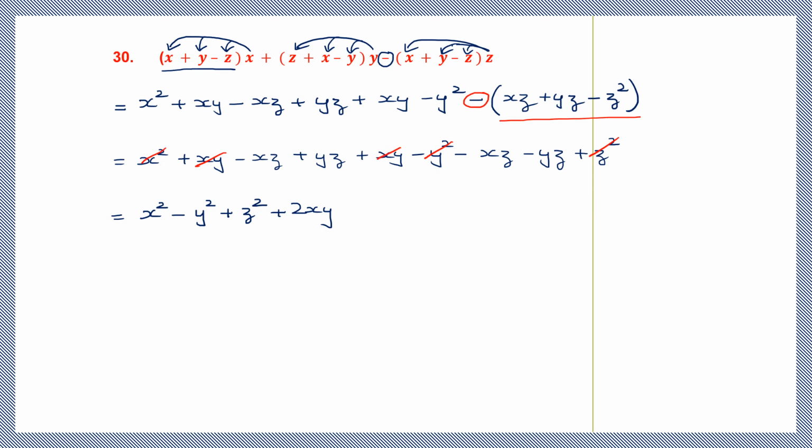So let's take the next one. We have minus xz. One more minus xz. So that will be minus 2xz. So let's cross out that also. Okay. Then now we have yz and minus yz. So that will get cancelled and become 0, because plus 1 minus 1 is 0. So now we have not missed out anything. So we have our answer here. Our answer is x square minus y square plus z square plus 2xy minus 2xz. So this is our final answer.